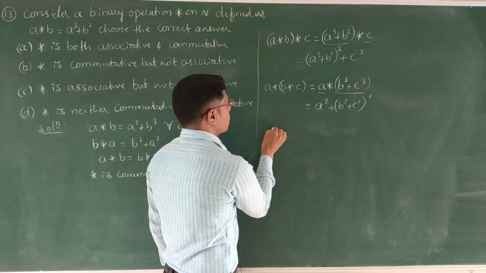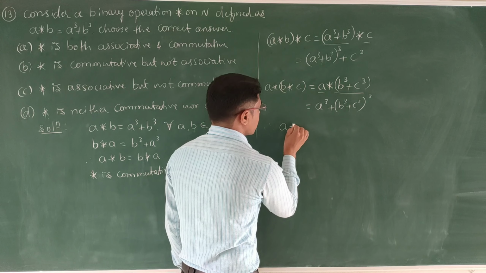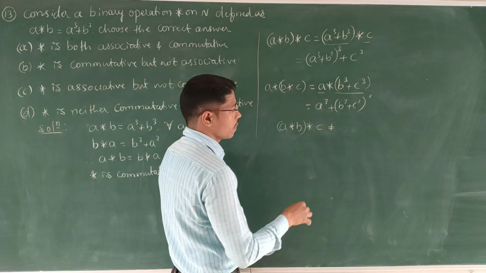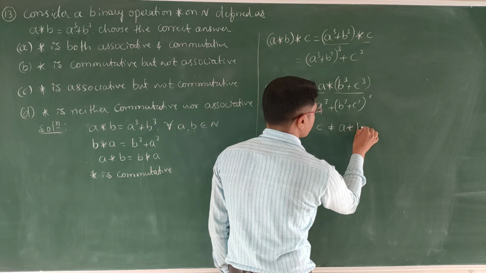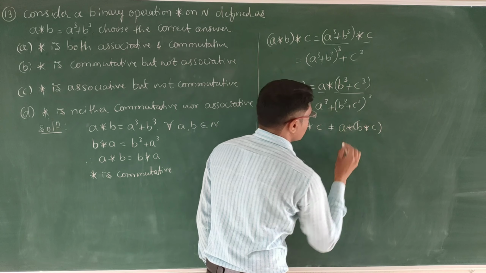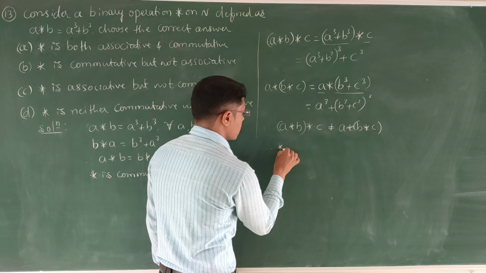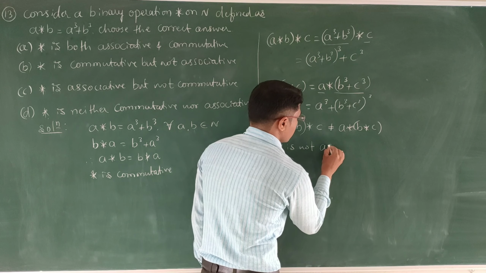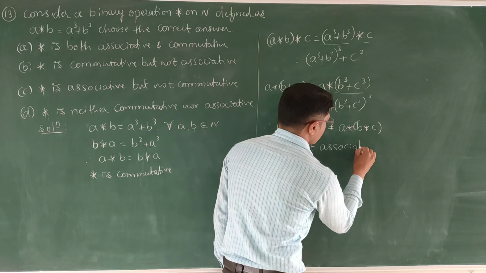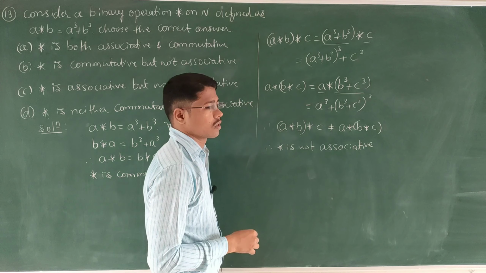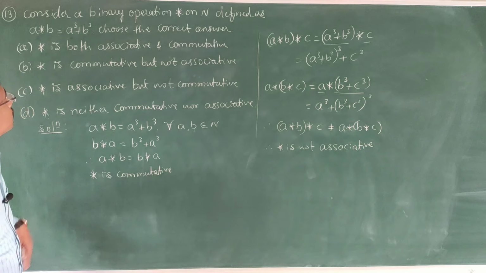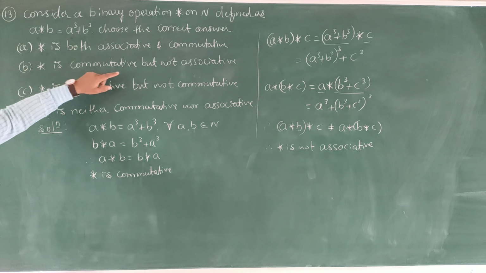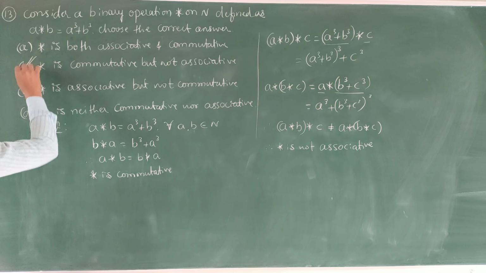Okay, therefore (A star B) star C is not equal to A star (B star C). Therefore star is not associative. So the right option is not the one saying both associative and commutative. The second one is commutative but not associative. So the second option is the right answer.